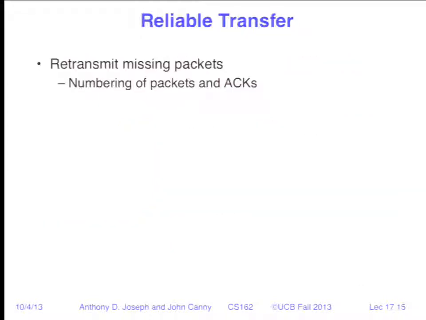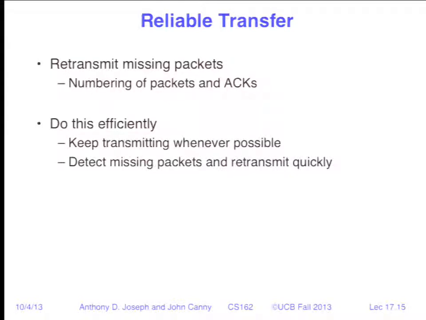Okay, let's talk about how we actually get our data there. So we can do this. There's some simple parts of this. I mean, the basic concept here is if a packet doesn't make it through, we retransmit it. And we're going to number packets, we're going to number acknowledgments, so we can see if something goes missing. Our goal is to do this very efficiently. So we want to transmit whenever we can transmit, so we can move data as fast as possible. And we want to detect when a packet goes missing and be able to retransmit as quickly as possible.